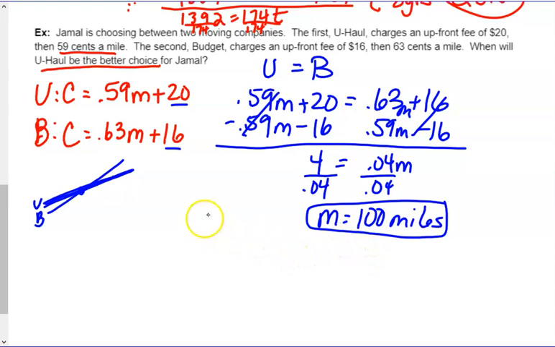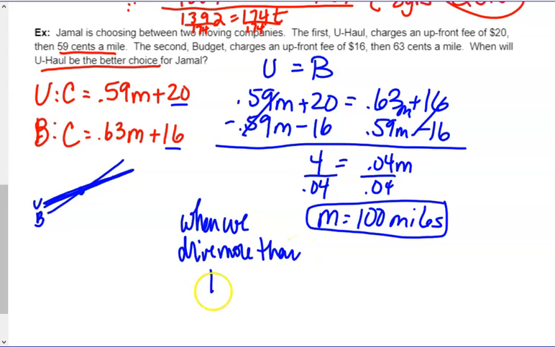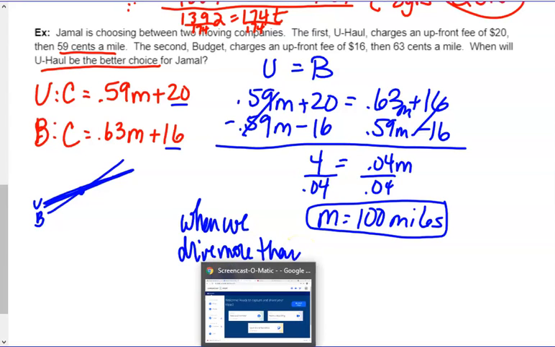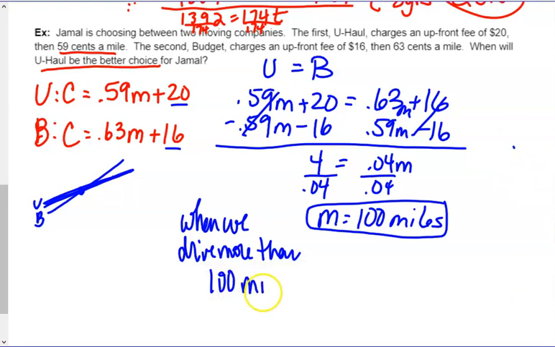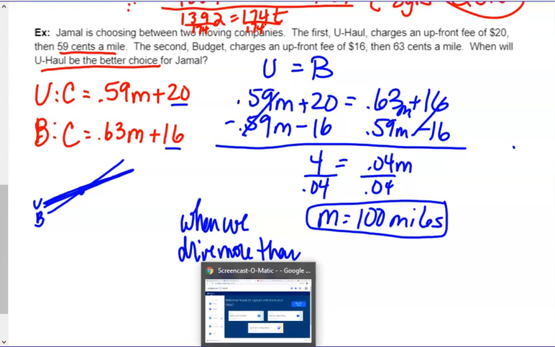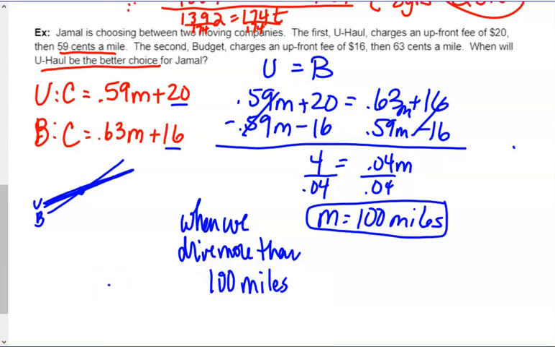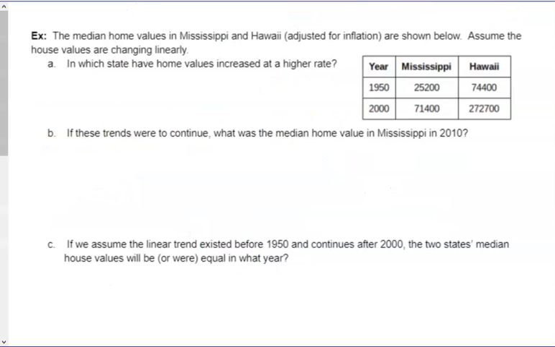So actually the answer to our question would be, when will the U-Haul be better? When we drive more than 100 miles. Okay, so that would be our final answer there, the determining piece, maybe. There we go. Okay, so please make sure that you account for that and that you make the adjustment to the answer if you need to. All right, let's turn to the next one.